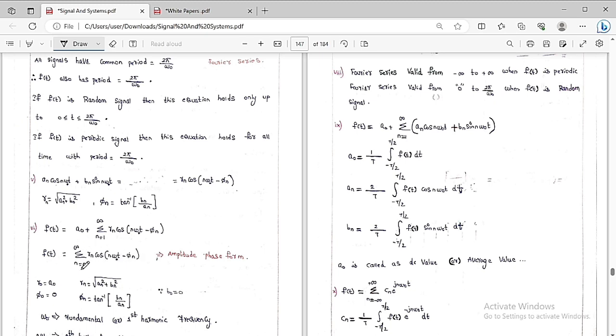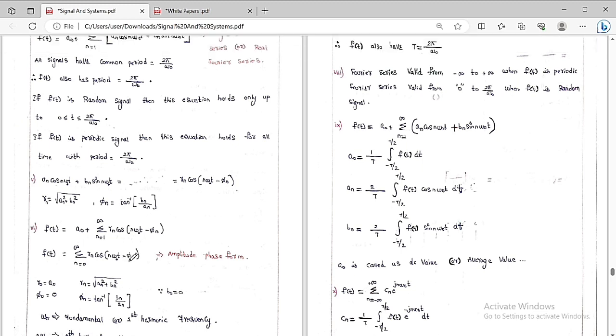So I will substitute n is equal to 0, then what am I going to get? R0 into cos of phi naught, since the n omega naught t term is 0 and cos of minus phi n is nothing but cos phi naught. You know Rn is nothing but the square root of An square plus Bn square. So R naught means the square root of A naught square plus B naught square. As B naught is equal to 0, R naught we are going to get as A naught.